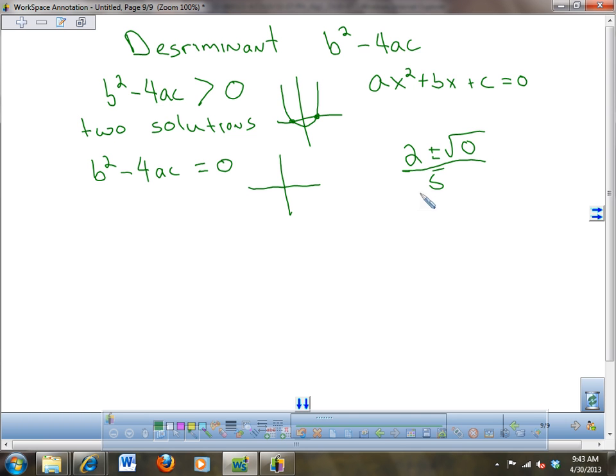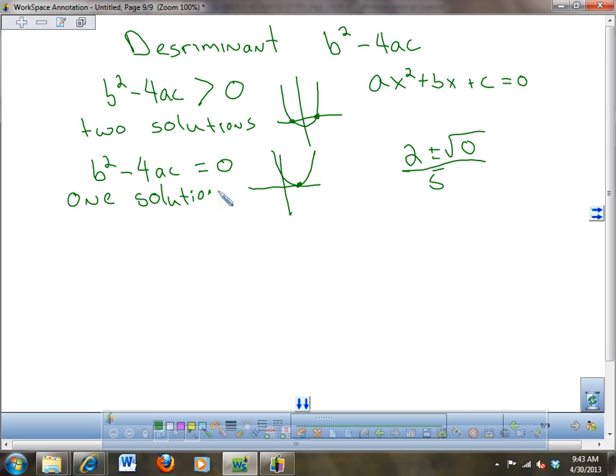2 divided by 5 is 2 over 5. So if this thing inside the square root is equal to 0, then how many answers am I going to have? 1! Yes! 1 solution. So what that means is it just exactly touches the x-axis at 1 point. Okay? So if b squared minus 4ac is equal to 0, then you have 1 solution.